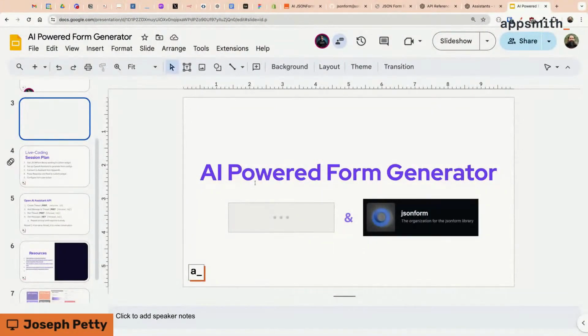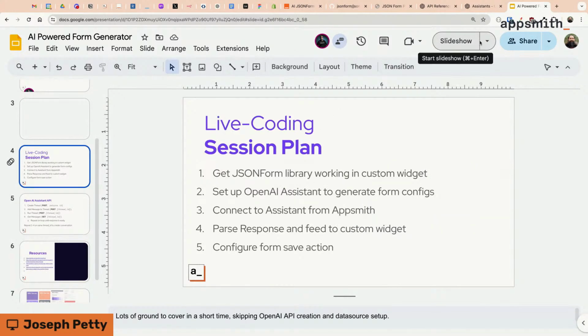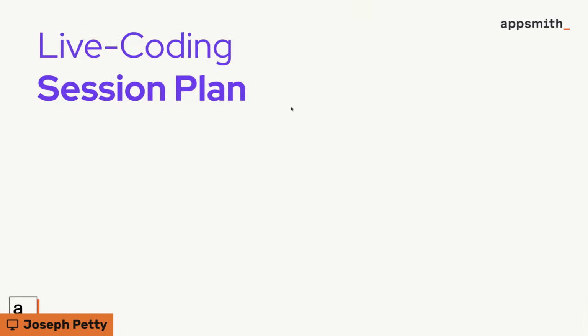All right. So we're going to build this AI-powered form generator. It looks like my image here is not loading from ChatGPT. Maybe they're down. So let me get to this presentation mode here. Can you still see this? Yep, we see it. Okay.